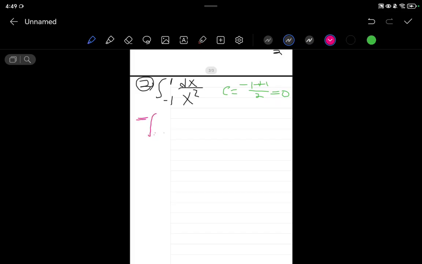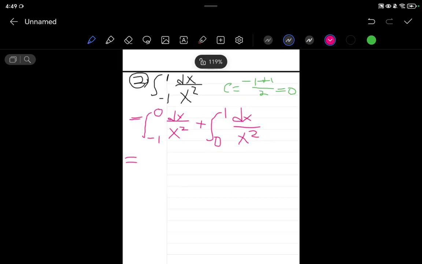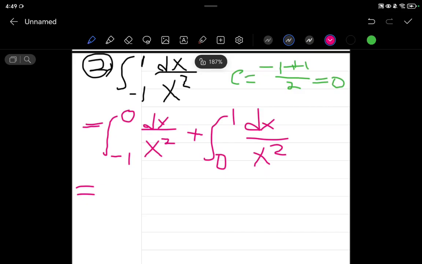That means that this would be the integral from -1 to 0 of dx over x squared plus the integral from 0 to 1 of dx over x squared. And then we replace this 0, because it gives us undefined, right? So here I'm going to choose b, choosing 0 from the left. We agree here, right now?